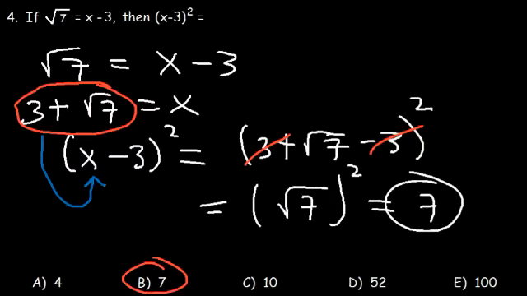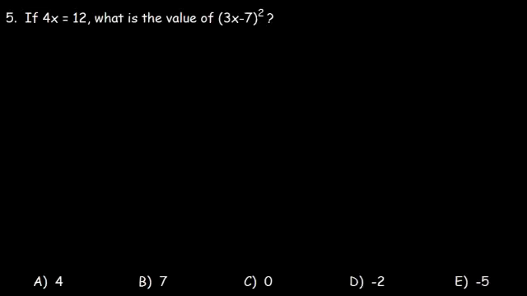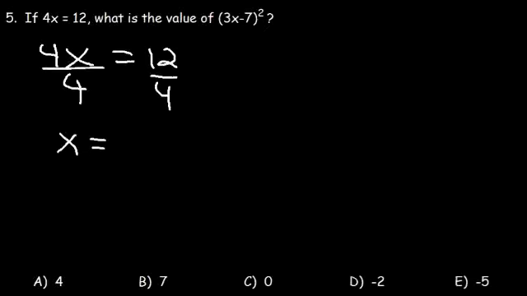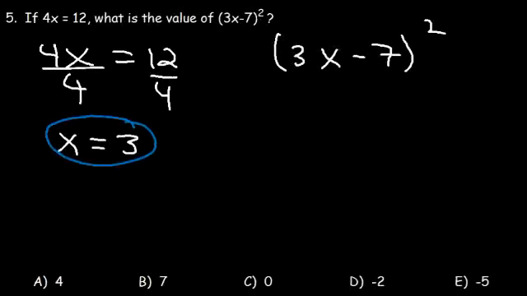Number 5. If 4x is equal to 12, what is the value of 3x minus 7 squared? So let's solve for x. If 4x is equal to 12, we could find the value of x by dividing both sides by 4. So therefore x is equal to 3. Now in order to find the value of 3x minus 7 squared, we need to take the value of x and insert it into this expression.